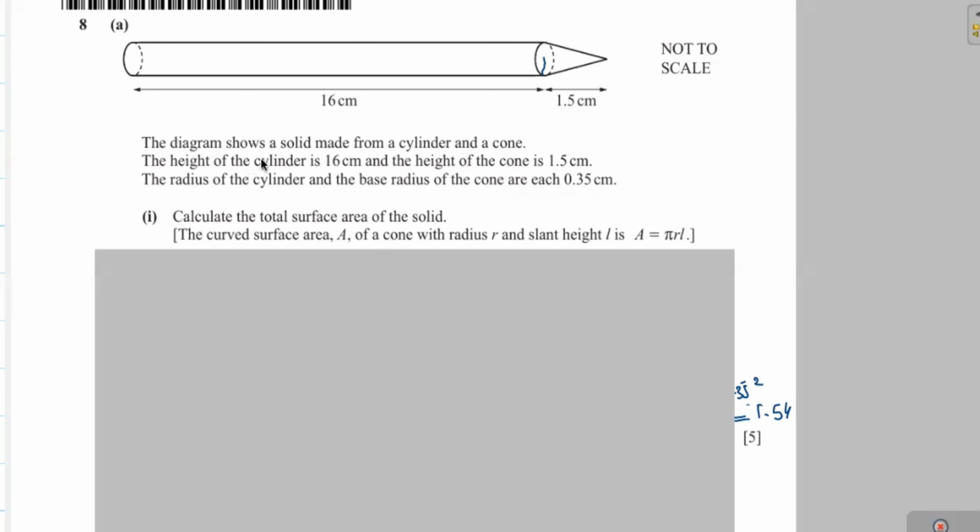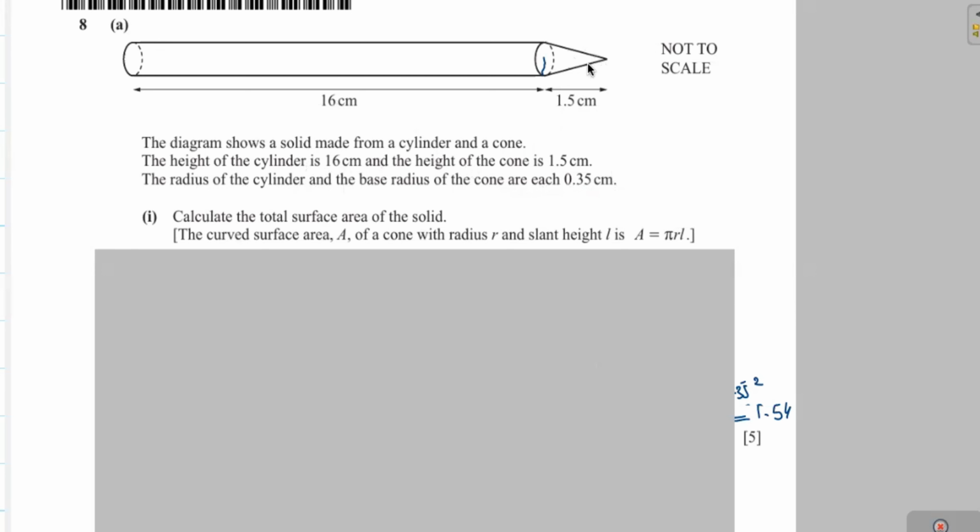Question number 8, part A. The diagram shows a solid made from a cylinder and a cone. The height of cylinder is 16 centimeter. The height of cone is 1.5 centimeter. The radius of cylinder and the base of the cone are each 0.35 centimeter. Calculate the total surface area of the solid.